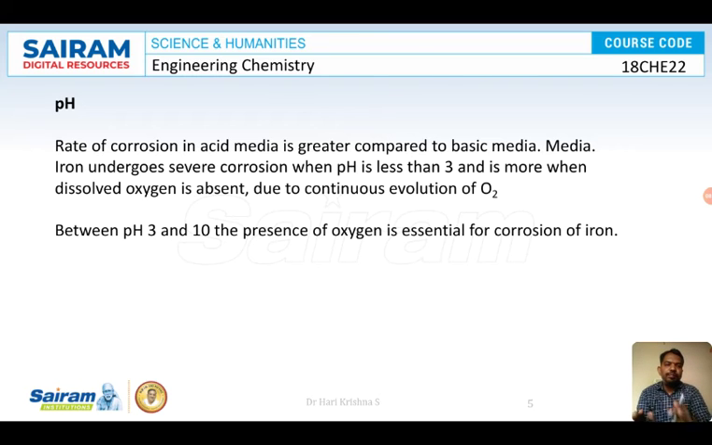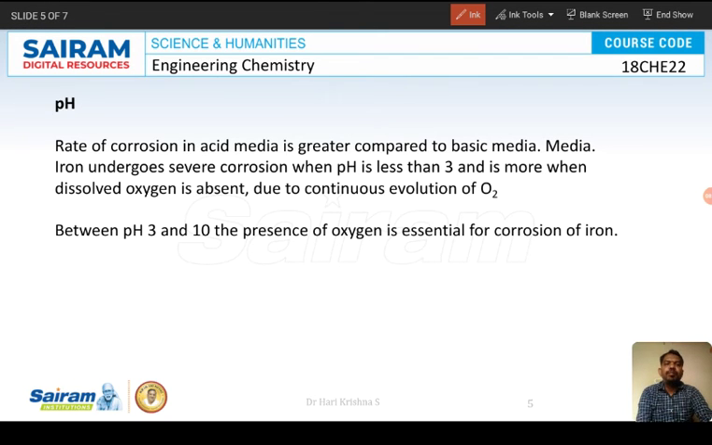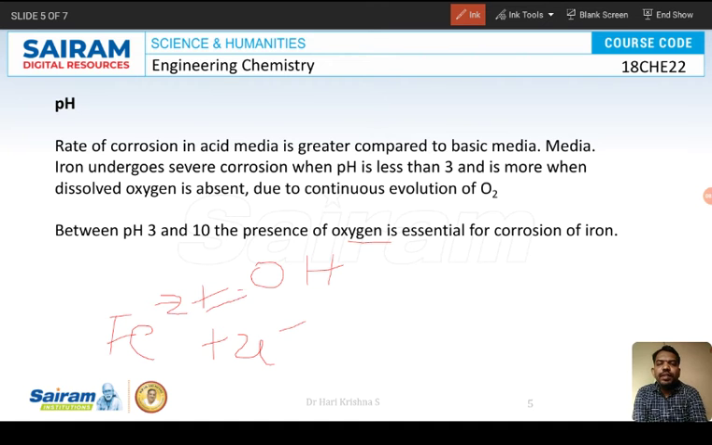If the pH is between 3 and 10, oxygen is very essential for the metal to undergo corrosion. If pH is above 10, what happens? The rate of corrosion is very less. Why? Because at pH above 10 it is a basic medium. At the anode, what is happening? Let us consider iron as an example. Iron undergoes oxidation to liberate Fe2+ and 2 electrons. This Fe2+ reacts with OH- ions and forms ferrous hydroxide.